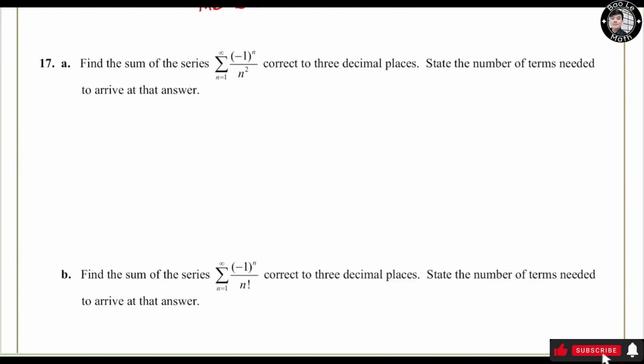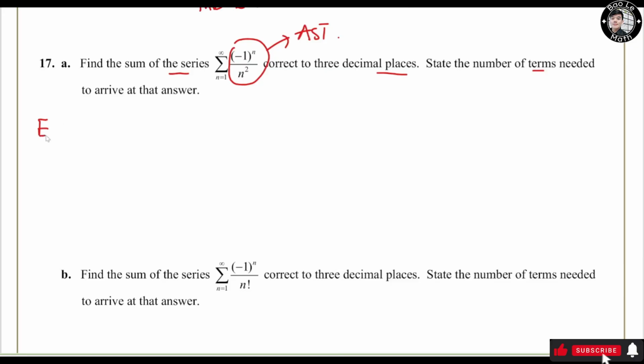Now let's move on to question 17. Find the sum of the series negative 1 to the n over n squared, correct to 3 decimal places. State the number of terms needed to arrive at the answer. When we see negative 1 raised to the n, think about the alternating series test. So we're going to use the alternating series error bound.